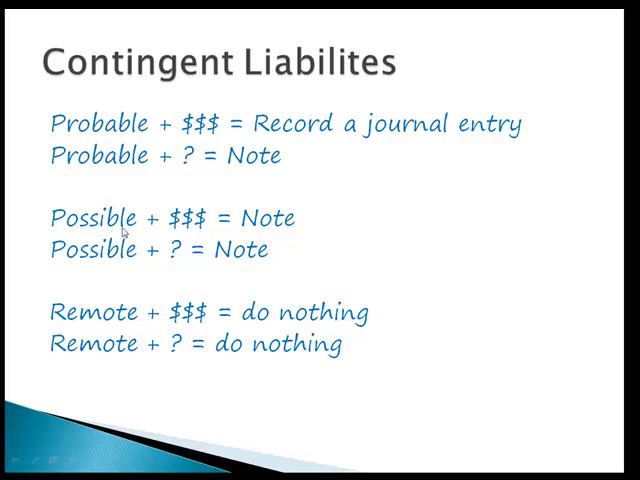Okay, if it's possible, it doesn't matter whether or not the attorney tells you the dollar amount or not, you still need to note it. And if the attorney deems that it's remote, you do nothing. So at a high level, the only time you're going to record a journal entry is if it's probable and you have a dollar amount. Otherwise, you're going to note it unless it's remote. In that case, you're going to ignore it.